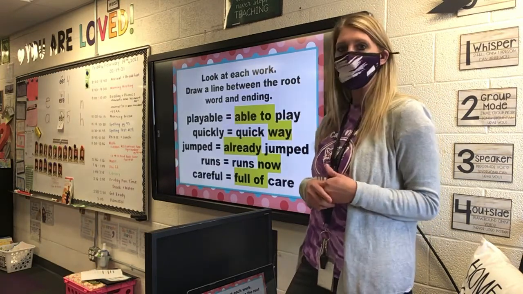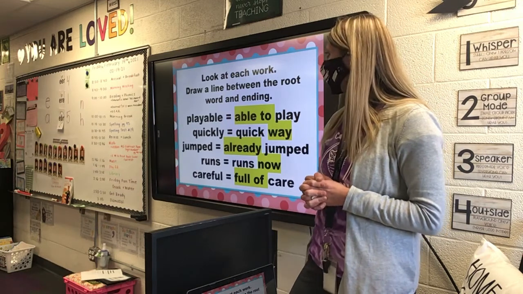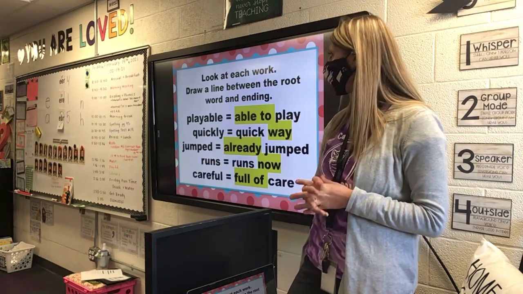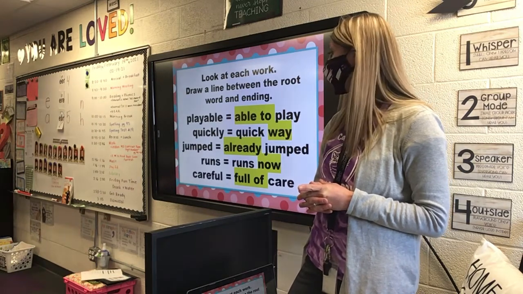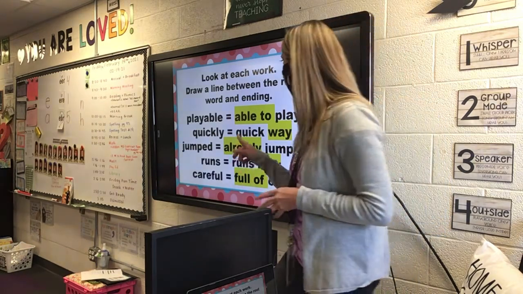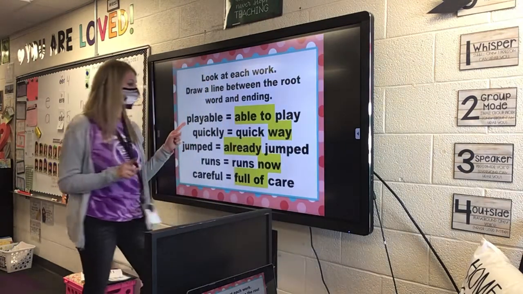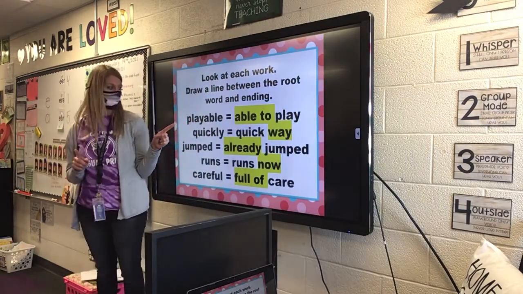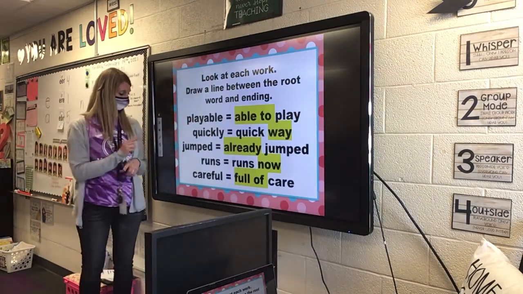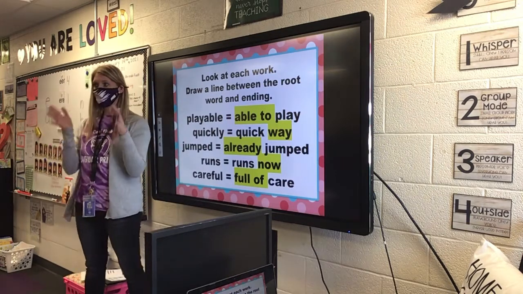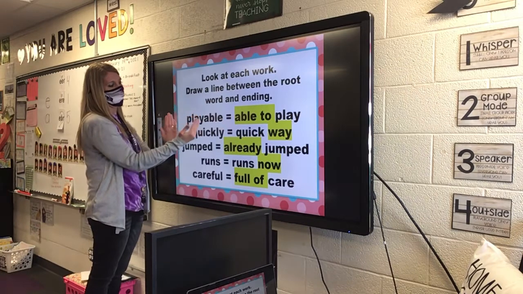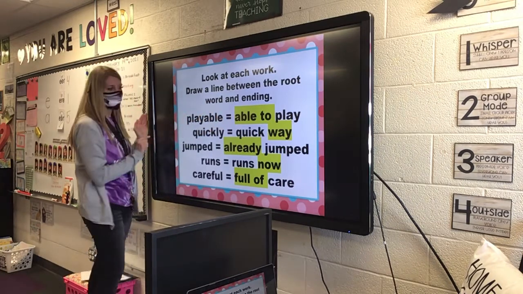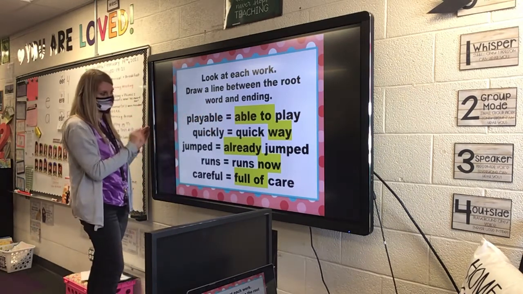So look at each of these words, and then we're going to draw a line between the root word and the ending. So if you look at this one, playable, I would draw the line to separate the root with the suffix between play and able. So with my pencil, I would draw a line between those two.